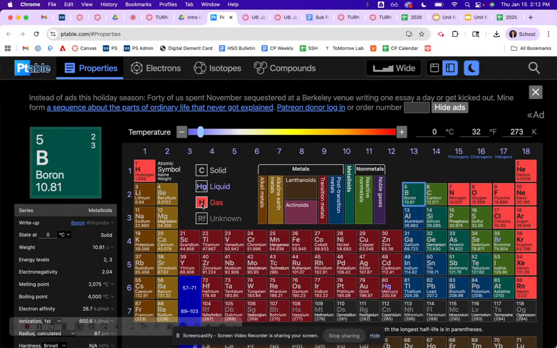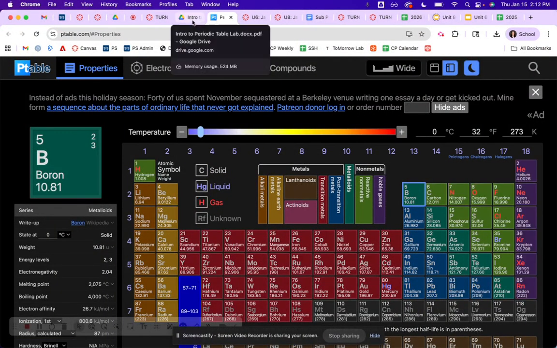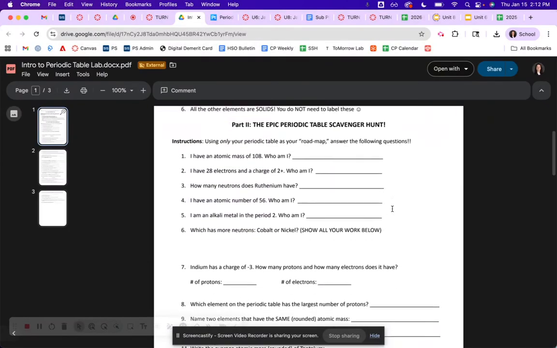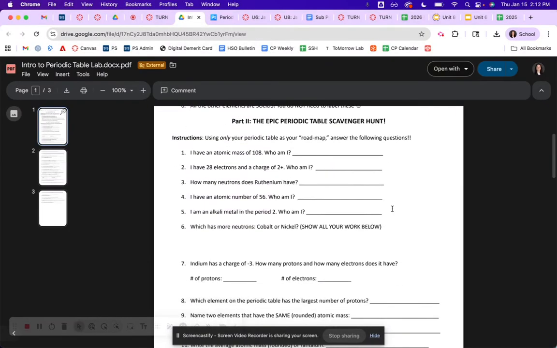You're going to outline these elements so that you have a nice color-coded periodic table to quickly look at to identify your metals, your nonmetals, metalloids, your states of matter, things like that. After you are done with that, the rest is a scavenger hunt. You may work with a partner of your choosing, or you may work by yourself, and you are going to go through the instructions, using your periodic table as your roadmap.